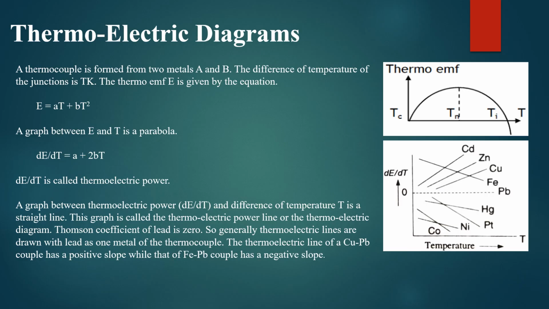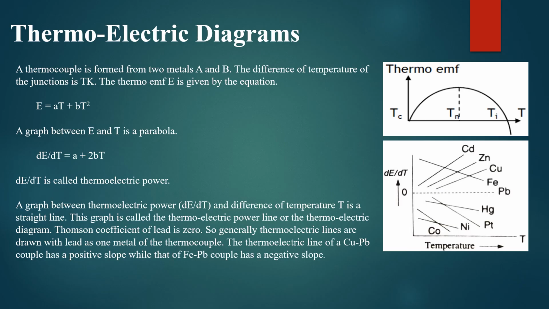If we differentiate this equation, dE by dT is equal to A plus 2BT, where dE by dT is called the thermoelectric power. A graph drawn between thermoelectric power and the difference of temperature is a straight line. This graph is called a thermoelectric power line or a thermoelectric diagram.